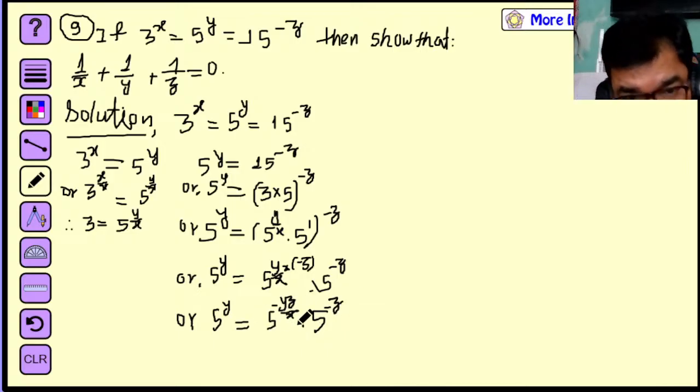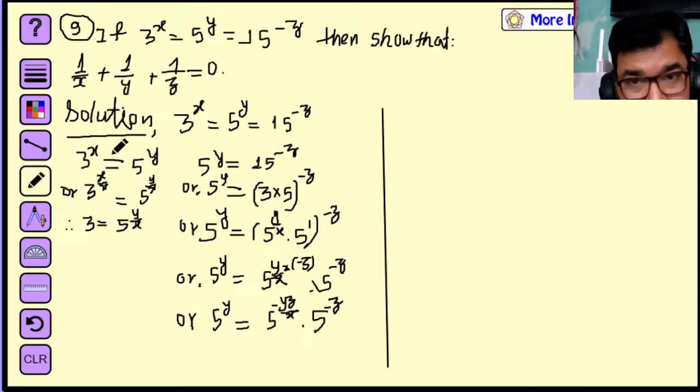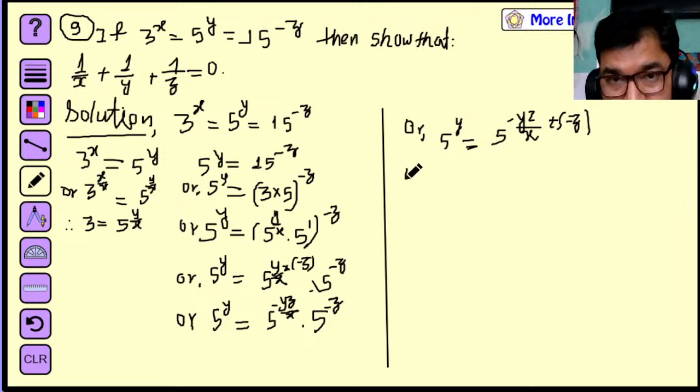Then look here, all the bases are the same, so while multiplying, what happens? Here I am separating the column. Here the base is 5 only, this 5 to the power y, and it equals what is happening here: the base 5 is the same, so the powers are added. Here it will be minus yz by x, and the power added plus another power minus z only. Look, the base is the same, that's why we added the power. And this side 5 to the power y, the same.